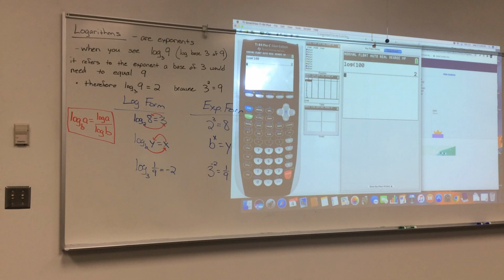See if you can figure out how to do it on your calculator. If you're stuck, ask a neighbor, ask me. I want to make sure everybody can do log of 100 and get an answer of 2. Calculator, check. I've got my calculator. Good. Anybody have issues? Everybody get it? Some shift.